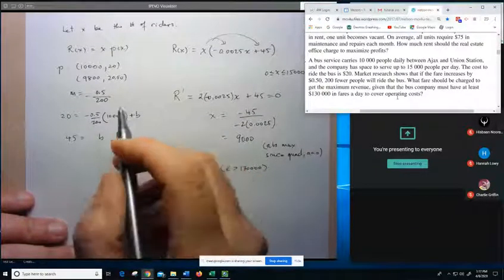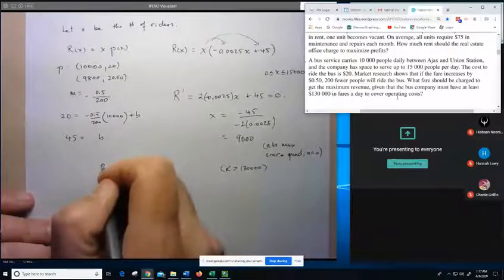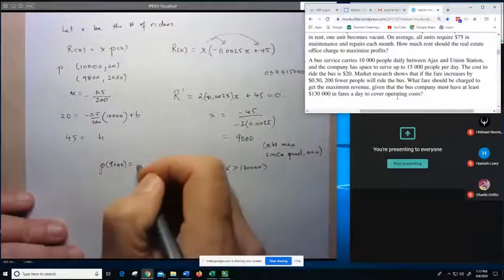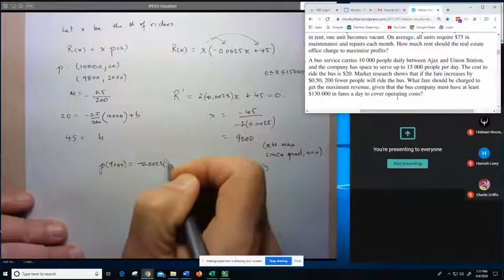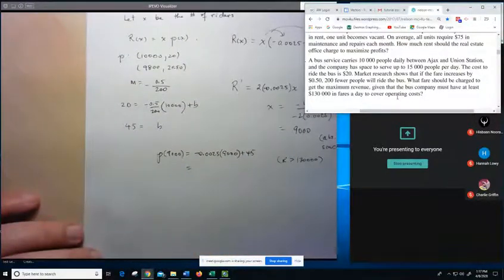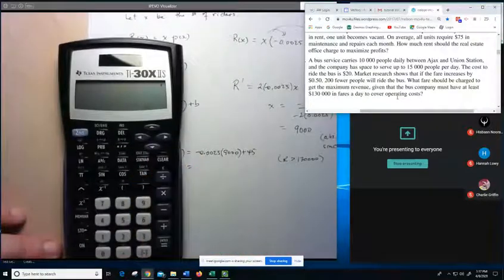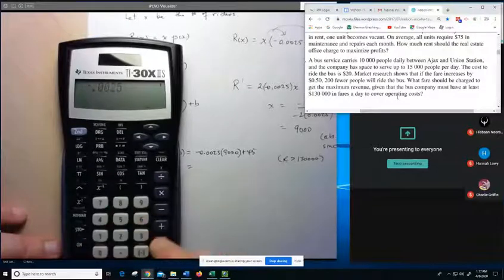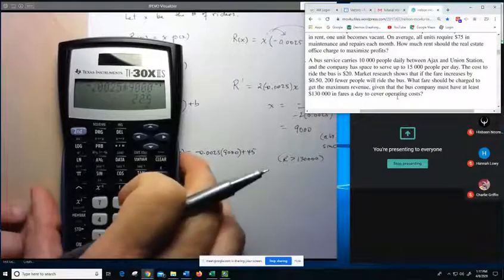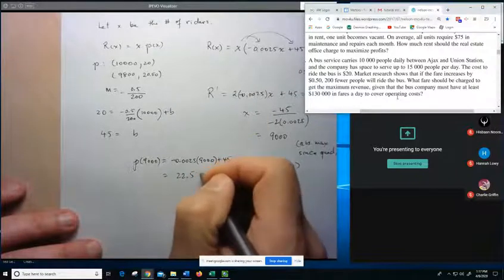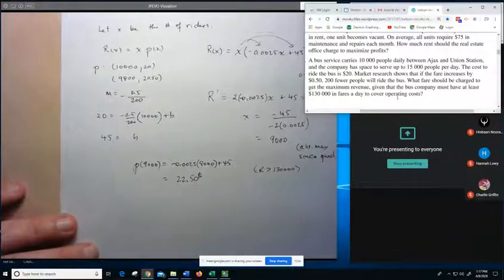Okay. So the last thing I have to do is take this 9,000 and put it into my price function. Okay. So the price that I'm going to charge is I'm going to find that at 9,000. So it's negative 0.0025 times 9,000 plus 45. Okay. And let's see what we get here. Okay. Negative 0.0025 times 9,000 plus 45. And it looks like we're going to charge $22.50. Okay, and there we go.